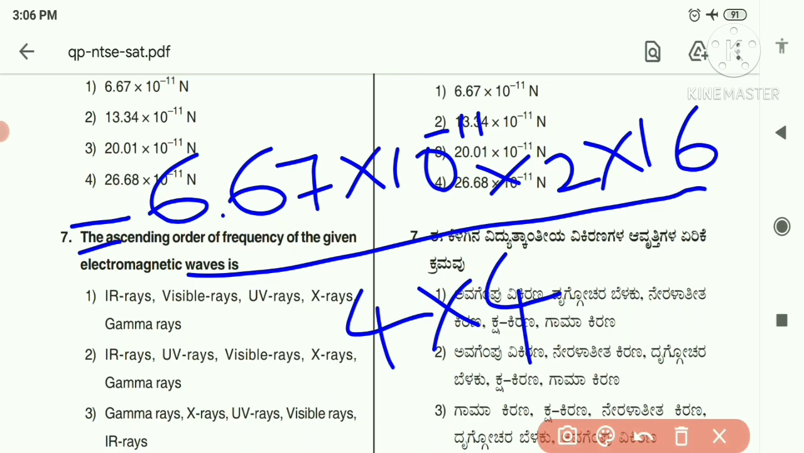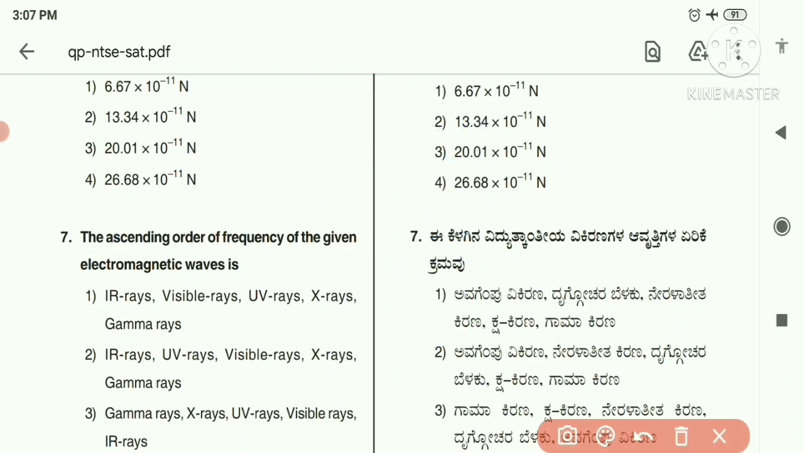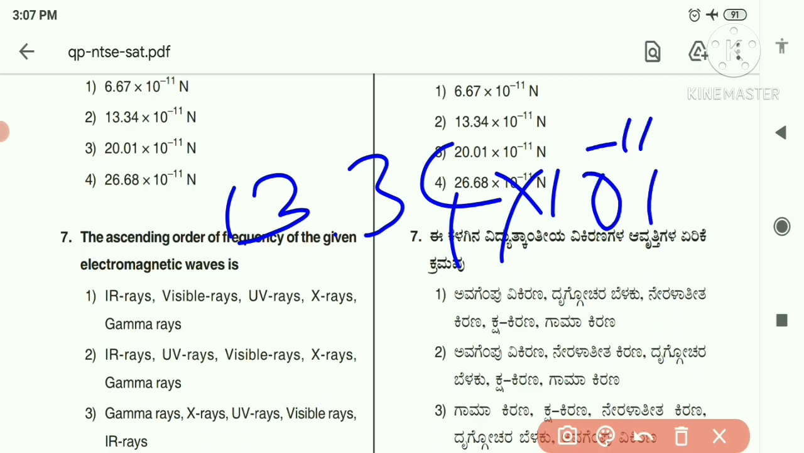Now calculate this one. 32 divided by 16, write down 16, cancel this and cancel this. So 2 sixes are 12, and 2 into 6.67 becomes 13.34. So here the value is 13.34 into 10 raised to minus 11 Newton.